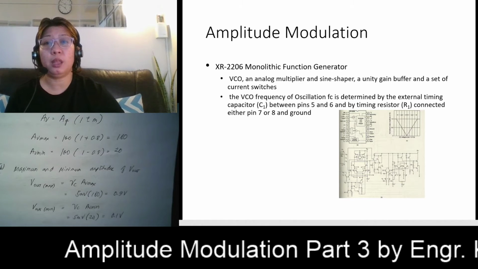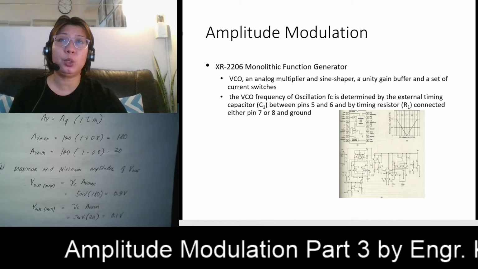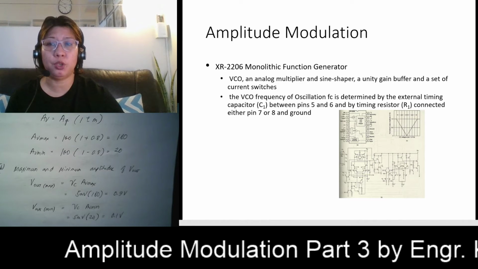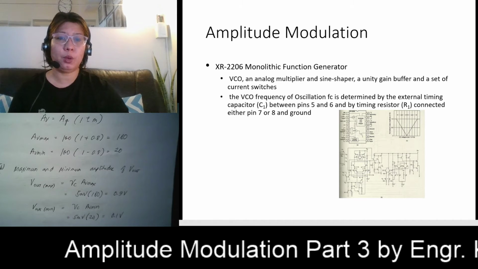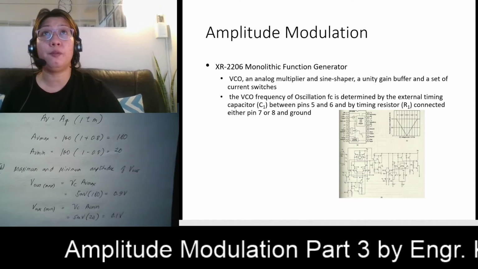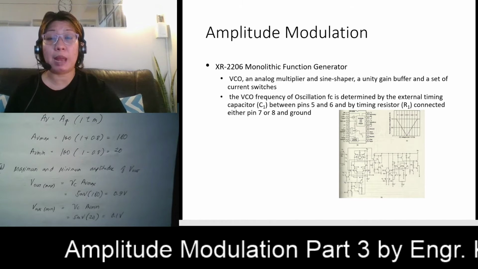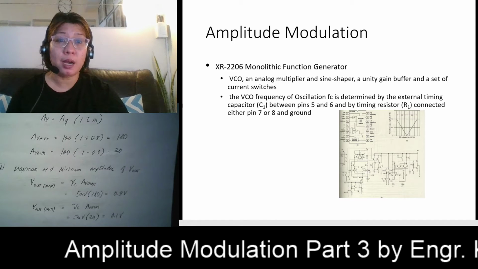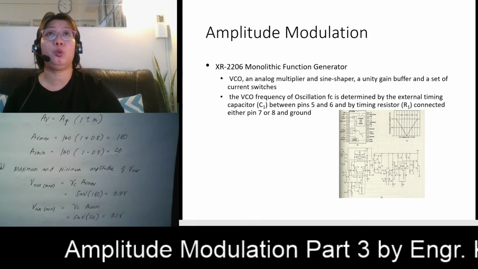It is a monolithic function generator, and this is suited for performing amplitude modulation. It has four different parts. The schematic diagram inside the specific IC is composed of four parts: the VCO, or voltage controlled oscillator, an analog multiplier and sine shaper, a unity gain buffer, and a set of current switches.